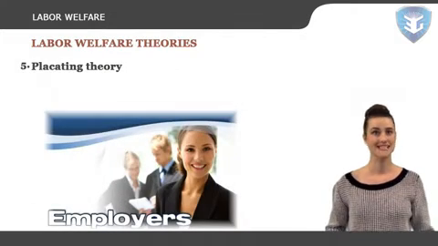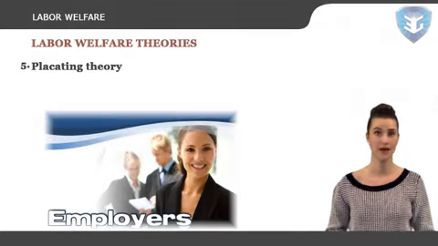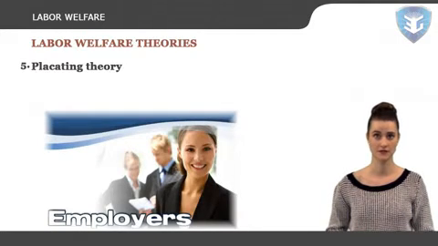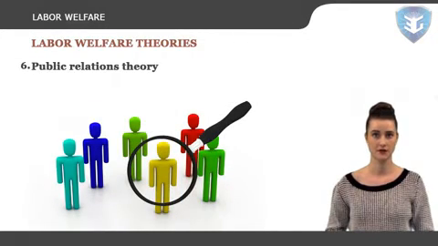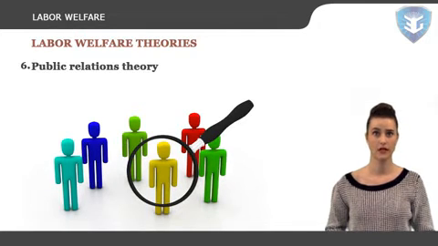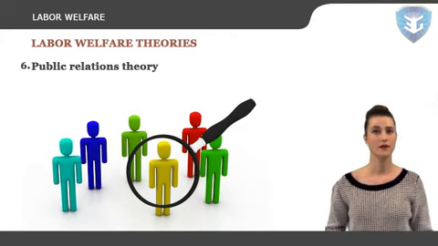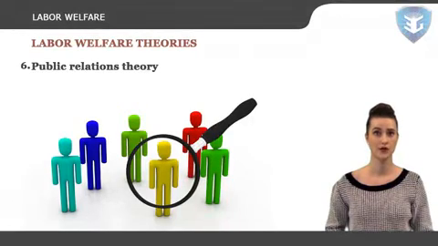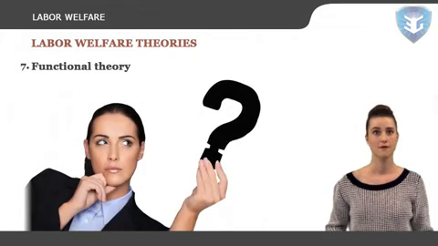Placating theory: as labor groups are becoming better organized and are becoming demanding and militant, being more conscious of their rights and privileges than ever before, their demand for higher wages and better standards increases. The placating theory advocates timely and periodical acts of labor welfare to appease the workers. Public relations theory: the underlying philosophy behind this theory is an atmosphere of goodwill between management and labor, and also between management and the public. Labor welfare programs under this theory work as a sort of advertisement for companies and help build up good and healthy public relations. Functional theory.